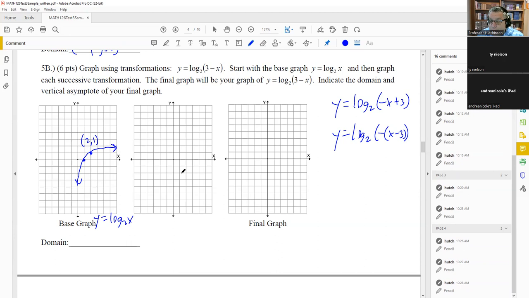I want to do next log 2 of negative x because I have a negative inside the parentheses here. So I'll do the flip, do that one first. So that one, the graph is going to flip over the y-axis this time. So both these points are going to flip and be on this side. So that's what the negative x does. It flips everything over the y-axis.